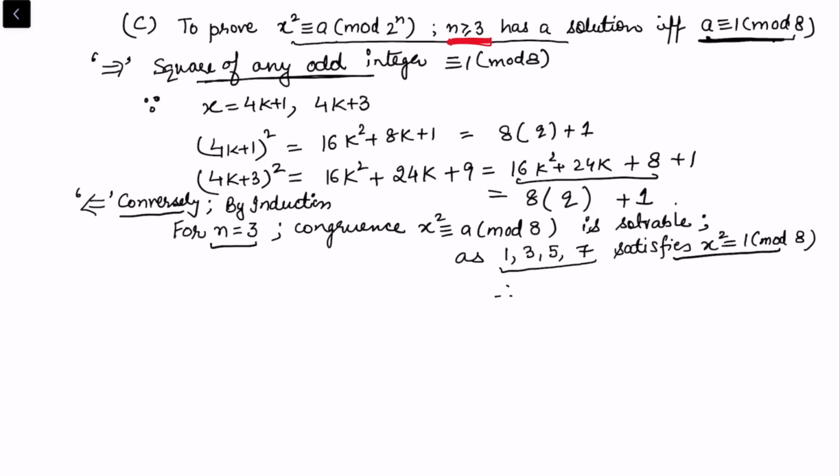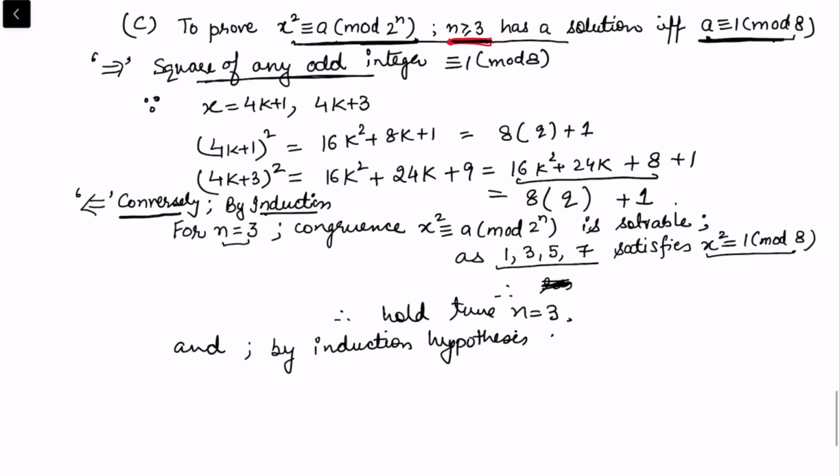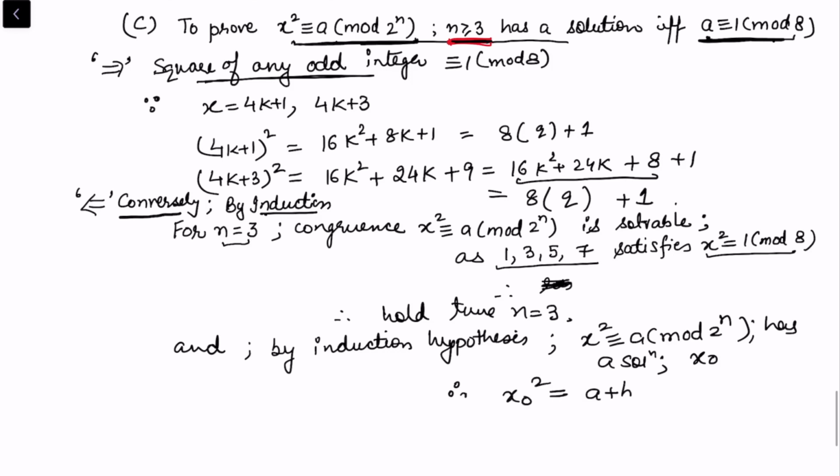So that means the result holds true for n equal to 3. And by induction hypothesis, suppose that the result is true for x square congruent to a modulo 2 to the power n, and this has a solution, and let's call the solution x naught. In this case I may have x naught square equal to a plus b into 2 to the power n. This will hold.